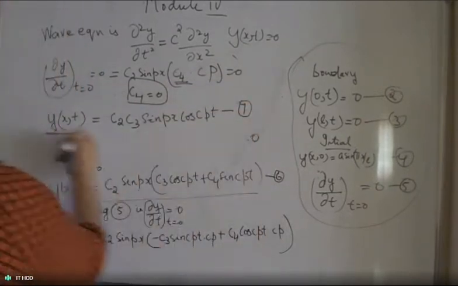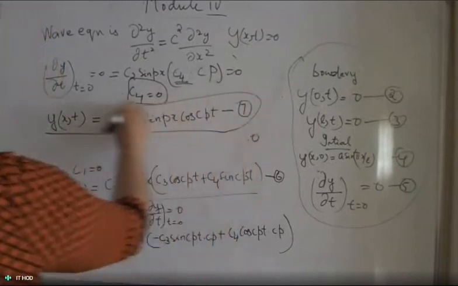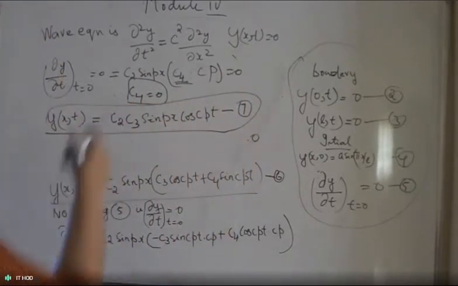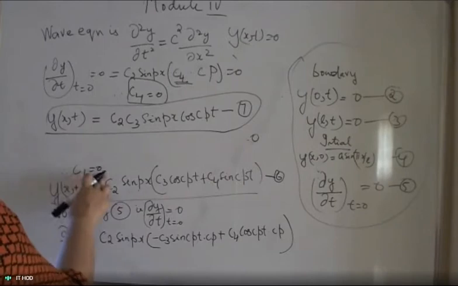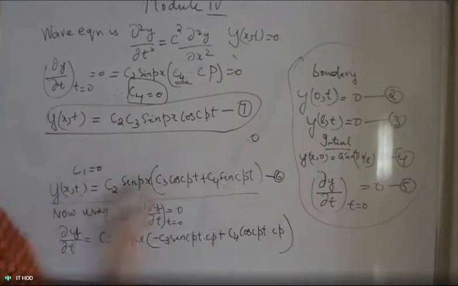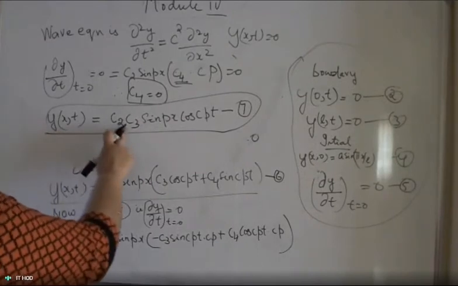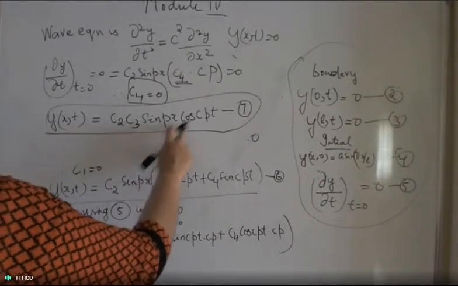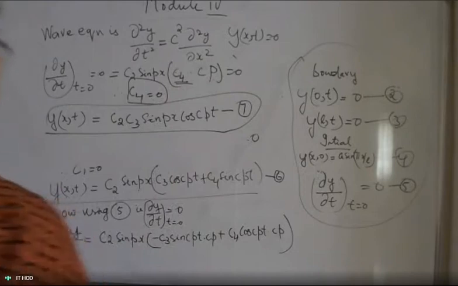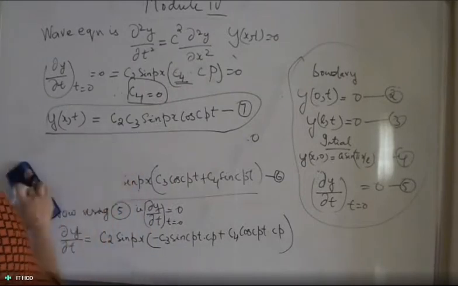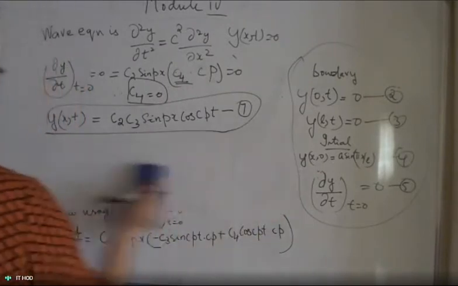Now which is our new y(x,t)? This one is our new y(x,t). So once you are getting the values of each constant, you have to rewrite that. So now our y(x,t) is equal to C2 C3 sin px cos cpt. Now we are going to use the other condition. Next condition.